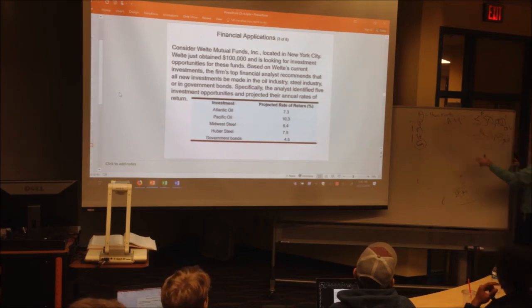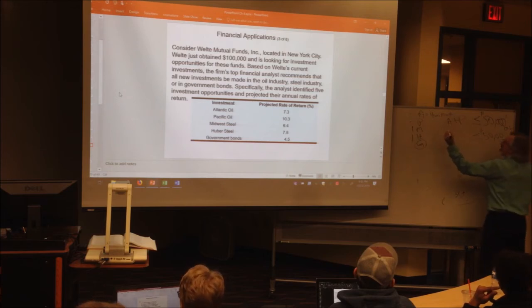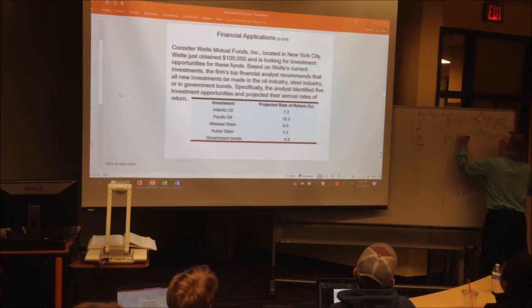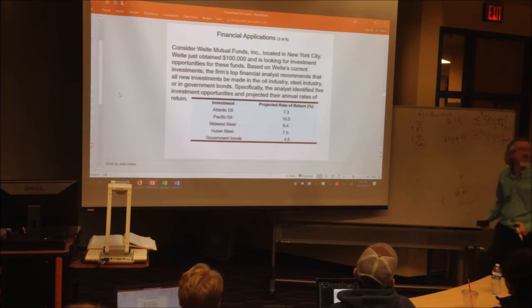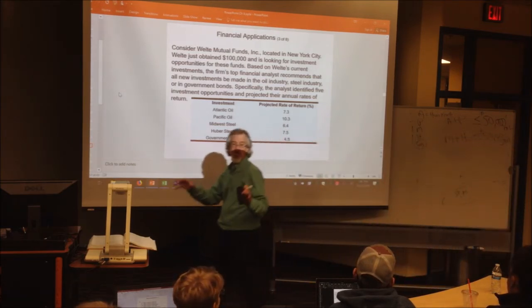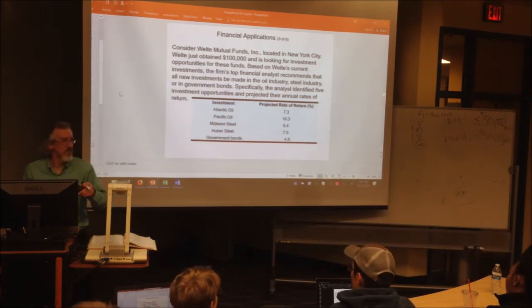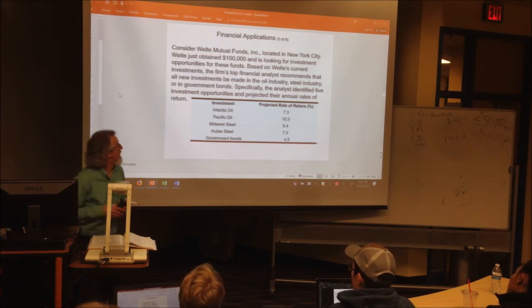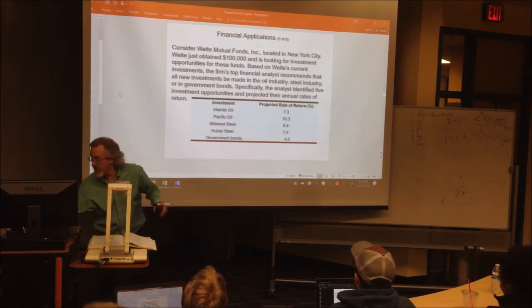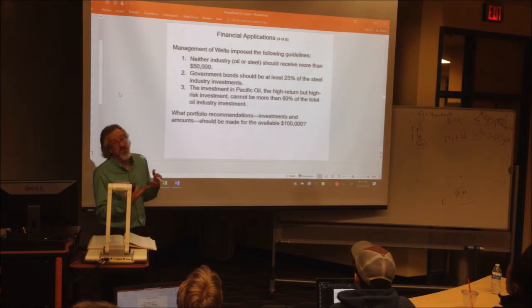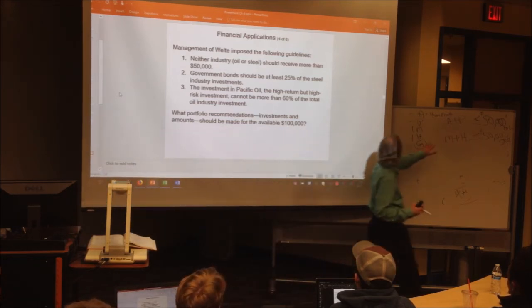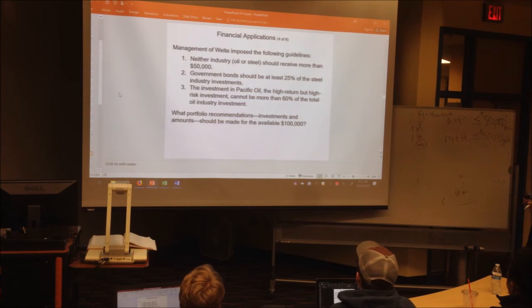Put a dollar sign. What represents steel on the left-hand side? Everybody should get this one. M plus H less than or equal to 50,000. So those are the constraints. Is it individually under 50,000 or together? Let me read it again. Neither industry, there are only two that represent oil and two that represent steel, should receive more than 50,000. That's why it's less than or equal. So they have to receive 50,000 or less.